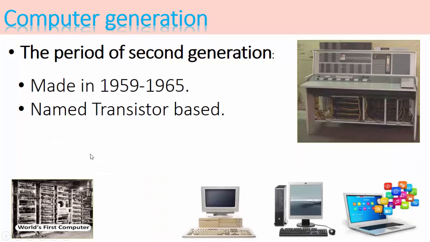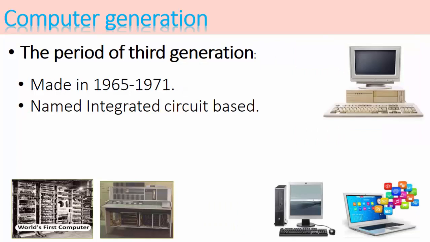The next generation of computers, students, is the period of the second generation. This generation was made in 1959 to 1965, and this computer is called transistor based because the hardware used was the transistor. The size of this computer was very small because transistors were used inside instead of vacuum tube lamps. The next one, students, is the period of the third generation.